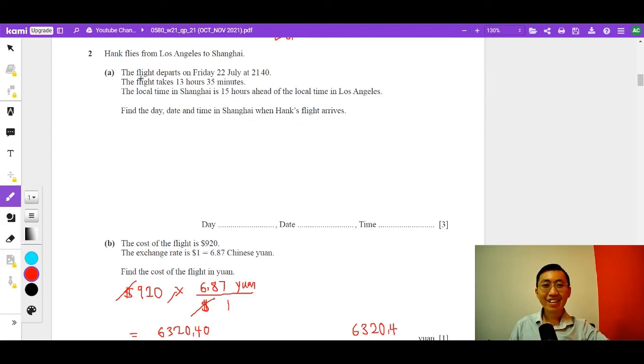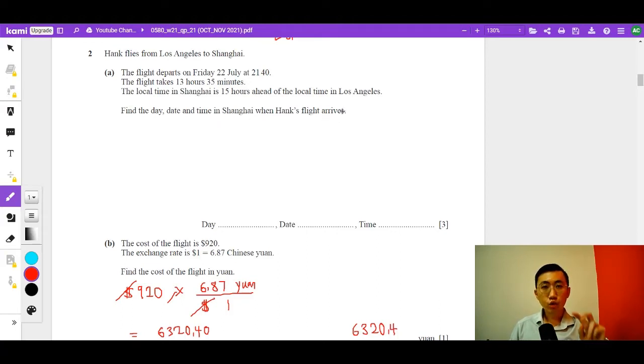Okay, so A. The flight departs on Friday, 22nd July at 21:40. The flight takes 13 hours, 35 minutes. The local time in Shanghai is 15 hours ahead of the local time in Los Angeles. Find the day, date, and time in Shanghai when Hank's flight arrives.